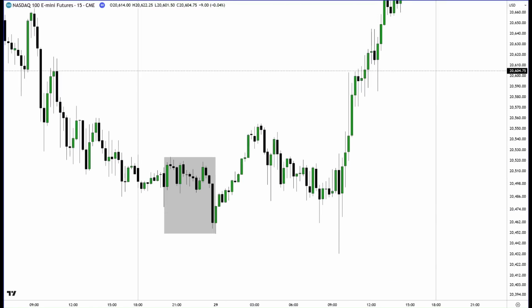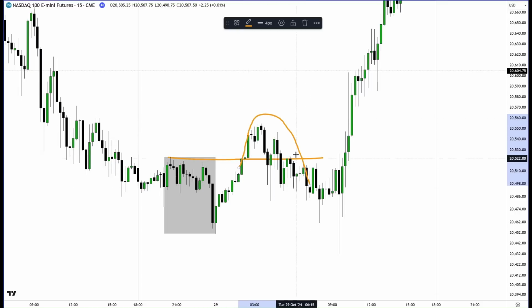As we turtle soup the Asia session highs, let's just draw this out right over here. Asia session highs are being turtle souped. We come above and break below. Changing states of delivery. What is the target if you are entering short in the London session?